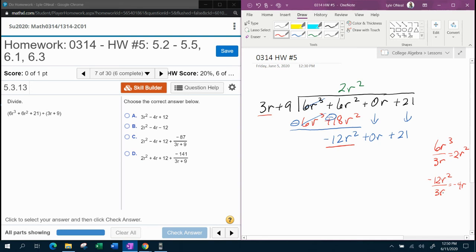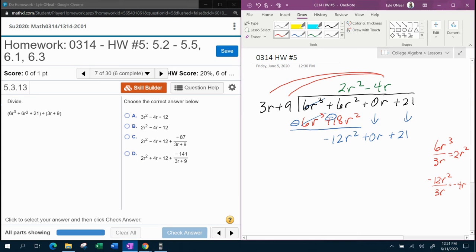R squared divided by r leaves me an r. And so the next term of the quotient is negative 4r. And then the next step of the problem is to distribute. The negative 4r needs to distribute. Here we go.